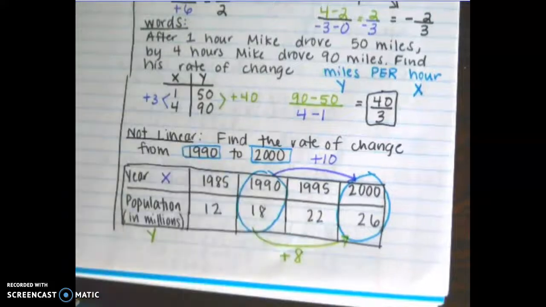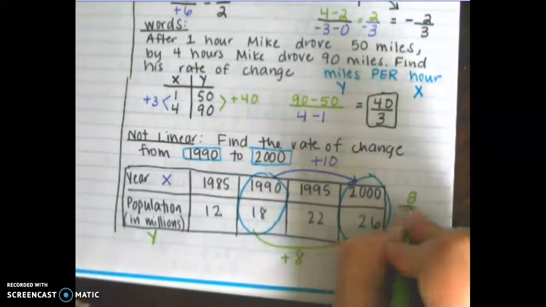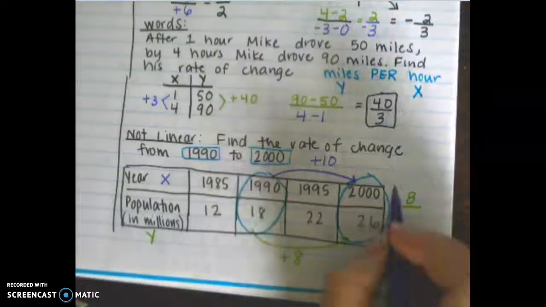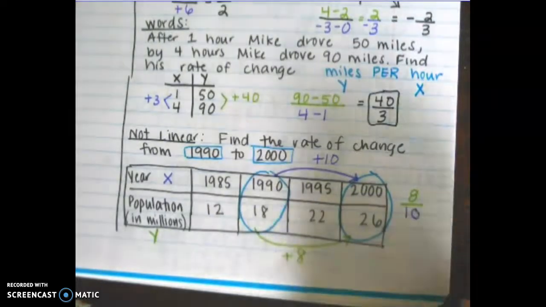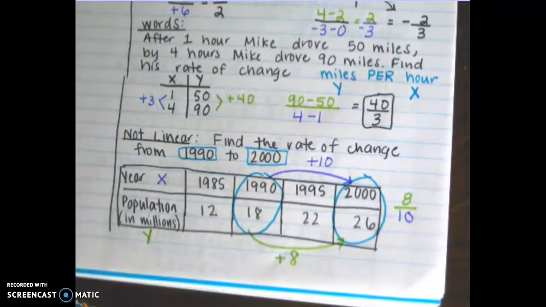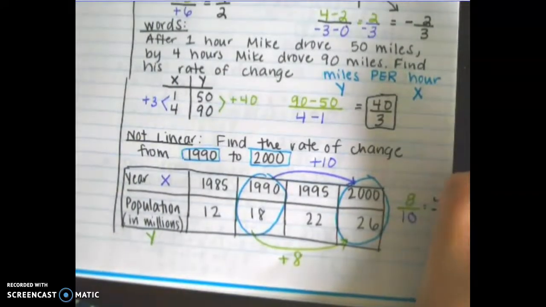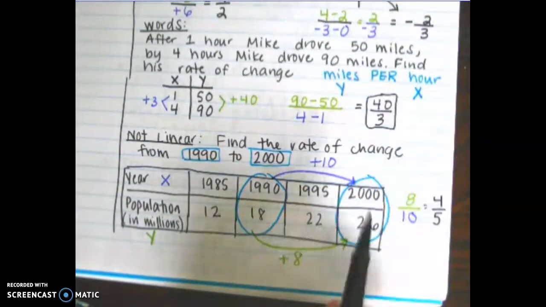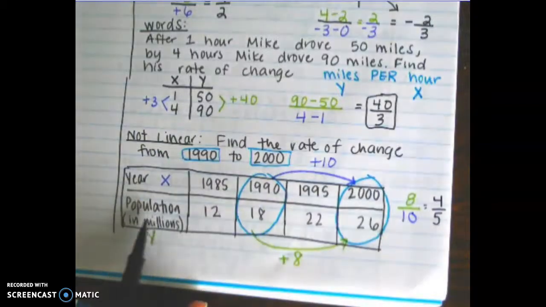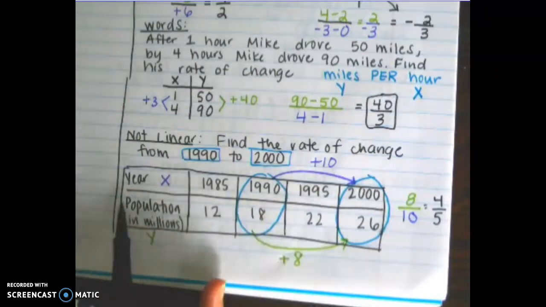All right, so again, I always do the y number over the x number. And 8 over 10 does reduce. I can divide them both by 2. And so that would be 4 over 5. So 4 million people each year. That's the way you would say that out loud. 4 million people each year.